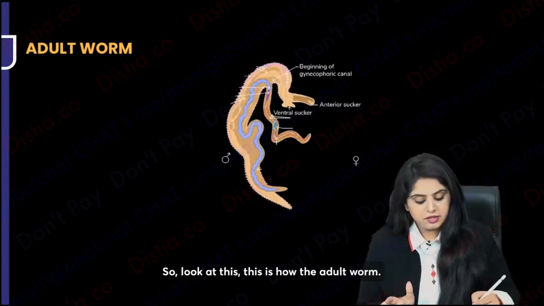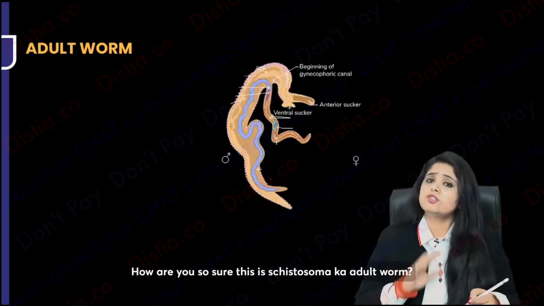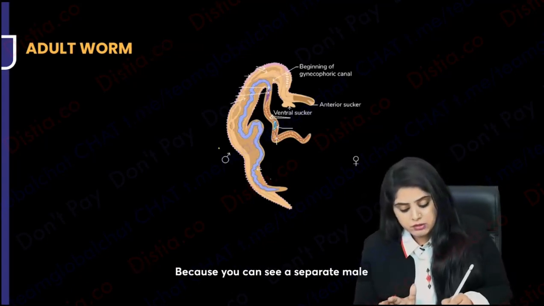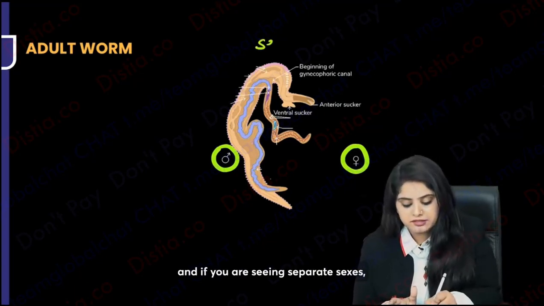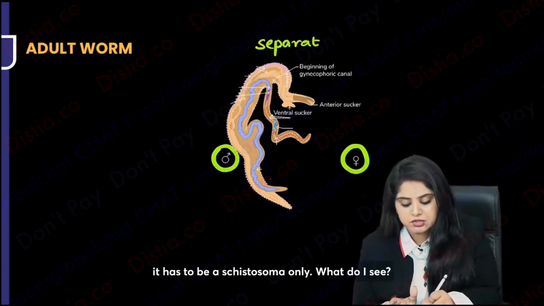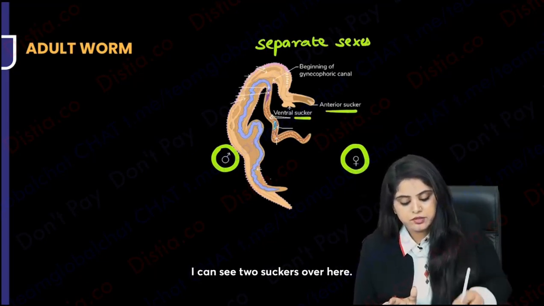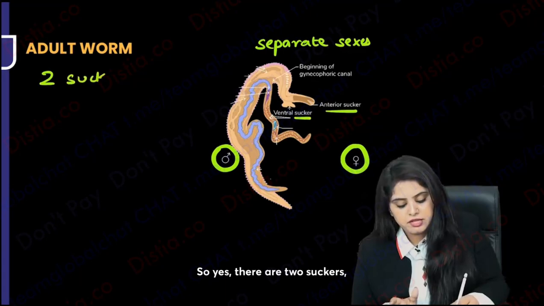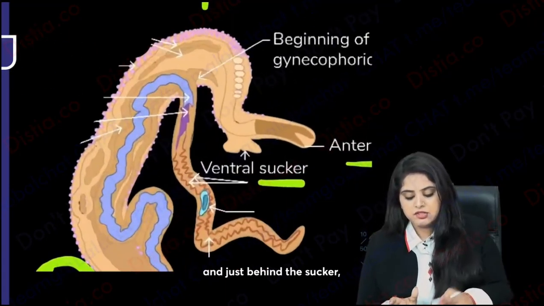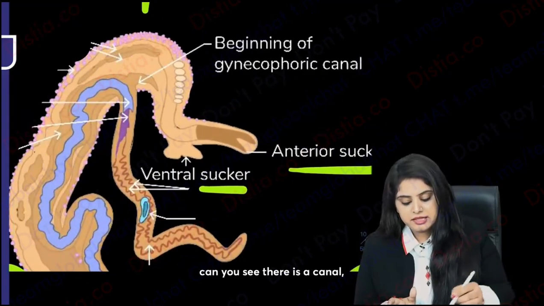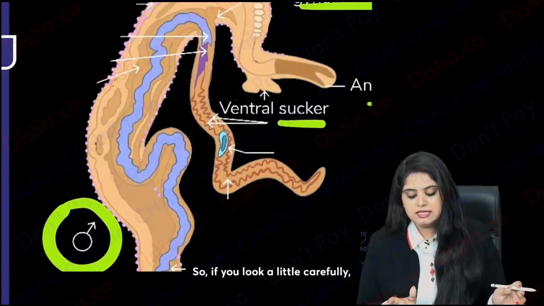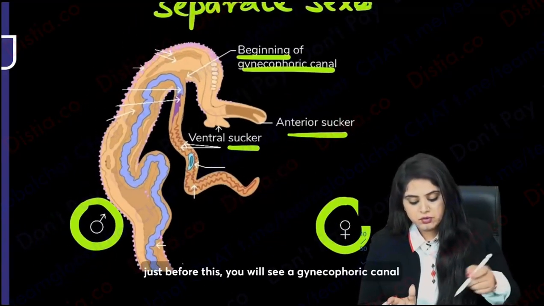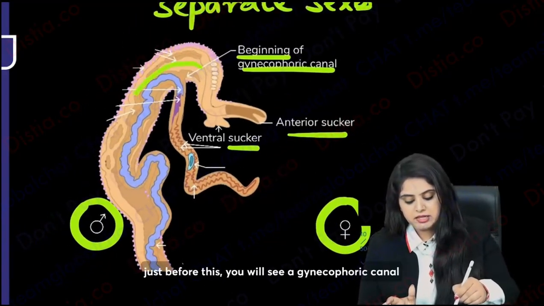So look at this. This is how the adult worm looks. How are you so sure that this is the Schistosoma adult worm? Because you can see a separate male and a separate female, and if you're seeing separate sexes, it has to be a Schistosoma only. What do I see? I can see 2 suckers over here. So yes, there are 2 suckers, and just behind the sucker, can you see there is a canal, the gynecophoric canal, that is beginning.